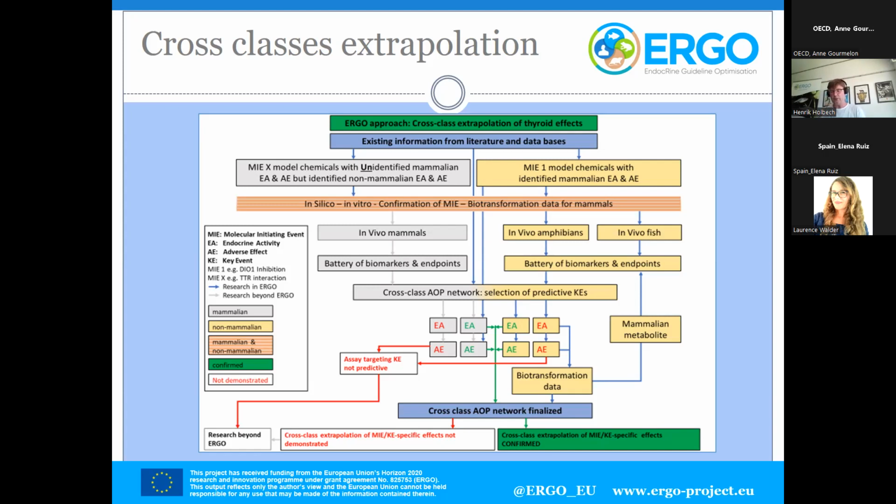And then the other way around, we'll take chemicals where there's unknown effects in mammals, but with known activity and adversity in non-mammalian vertebrates, and look into in silico and in vitro differences in biotransformation among mammals and non-mammalian vertebrates. And overall, hopefully this approach will support read across between classes also, and not just between species.